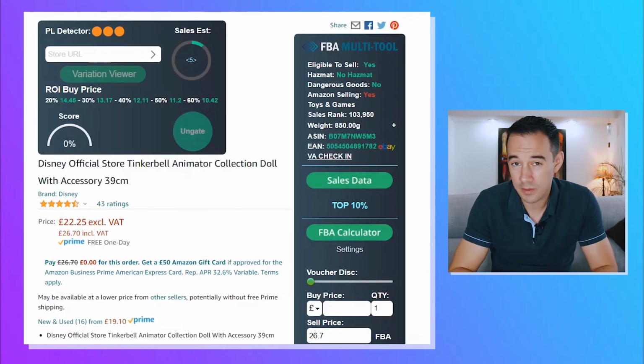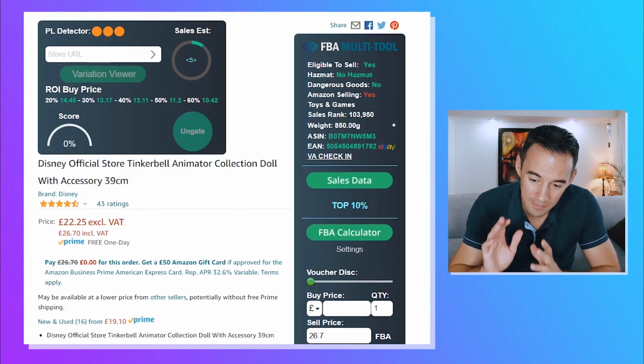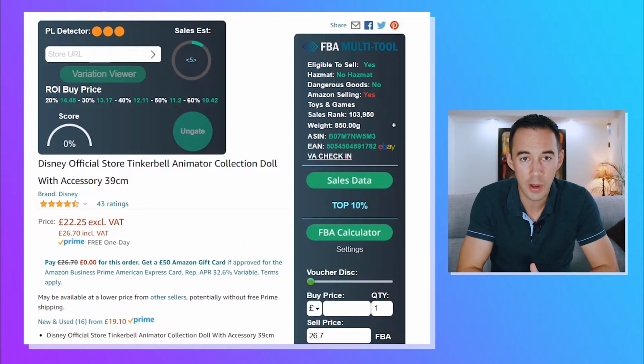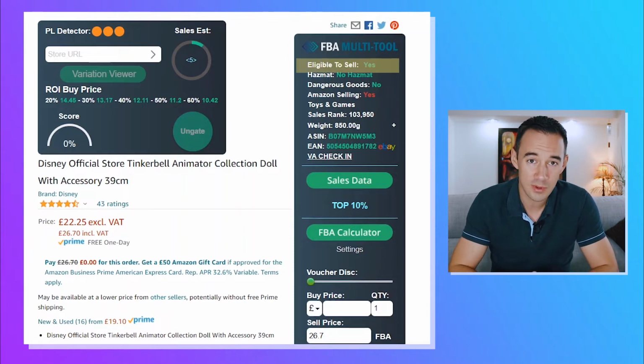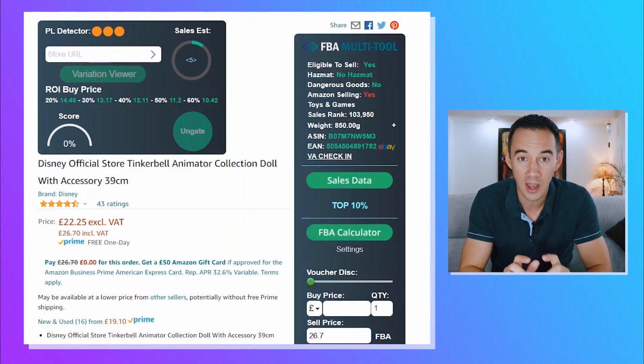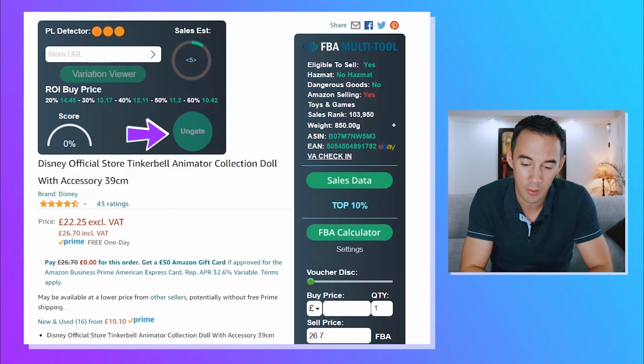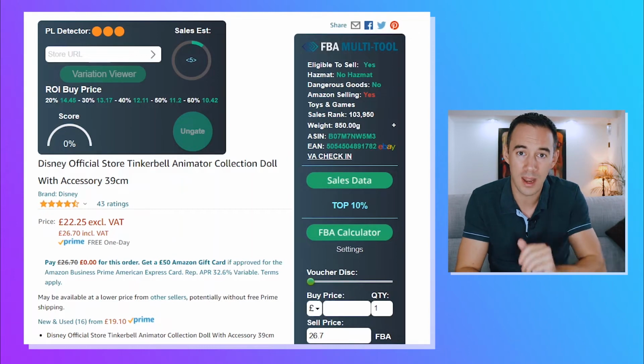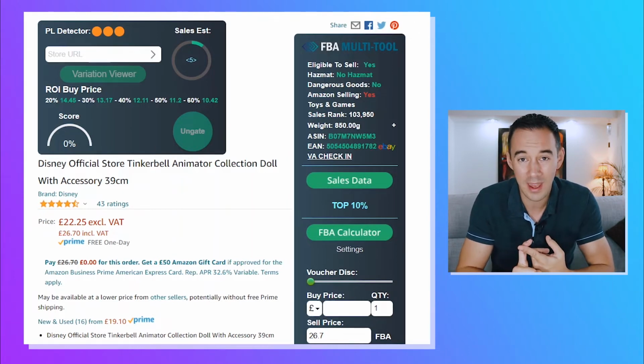Okay, so I've just loaded up this product and let's go through the deal analysis process. So starting off on the FBA multi-tool on the right-hand side, what am I looking at? Well, I said it before, eligibility to sell. You can see straight away that it says yes, good, I'm happy with that. If it said no, I'd probably come over to the ungate icon, which is currently grayed out, and try to ungate. And if that doesn't work, I'd immediately say, no, next product, move on. So yes, we can sell.